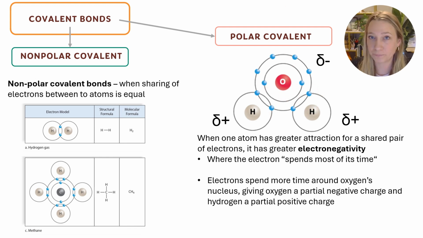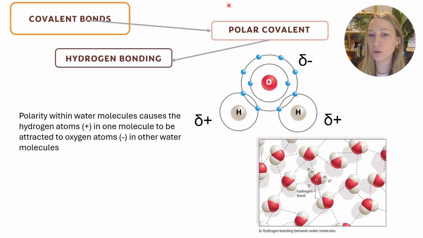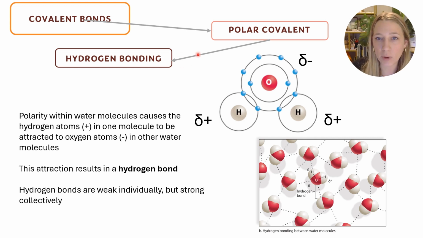And this brings us to hydrogen bonding, which is weak but crucial for many biological processes. Hydrogen bonds occur when a hydrogen atom with a partial positive charge, due to the molecule's electronegativity, is attracted to a nearby atom with a partial negative charge, often oxygen or nitrogen. So for example, in water molecules, hydrogen bonds form between the slightly positive hydrogen of one molecule and the slightly negative oxygen of another.